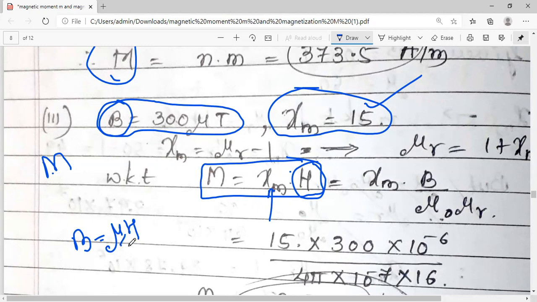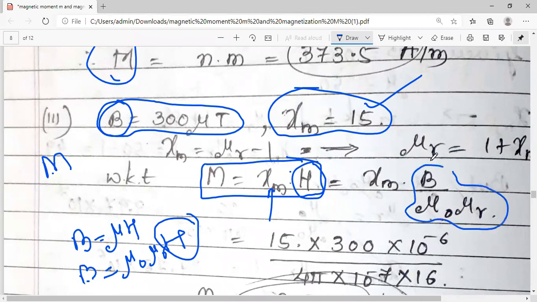In Ampere's law and all, we have considered free space. But here we won't consider that. We will take it as generally mu. And what is mu? Mu is mu naught into mu R into H. So how can I find H here? H will be B by mu naught mu R. So I have calculated that here. Okay, directly I have substituted it in the formula.